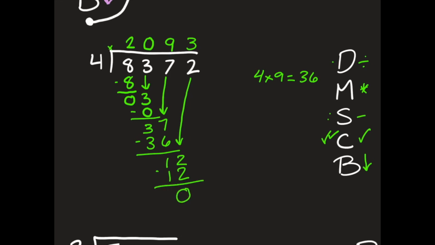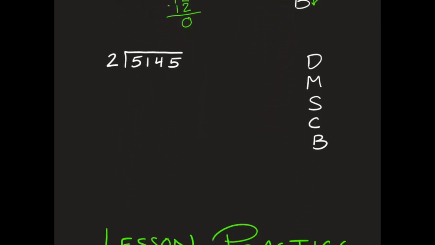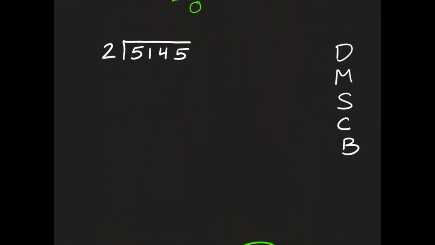Check, is 0 smaller than 4? Yes. Do I have anything left to bring down? No. Okay, so right here, my remainder is actually 0. So my answer is 2,093 with a remainder of 0. All right, let's do one last one as an example.